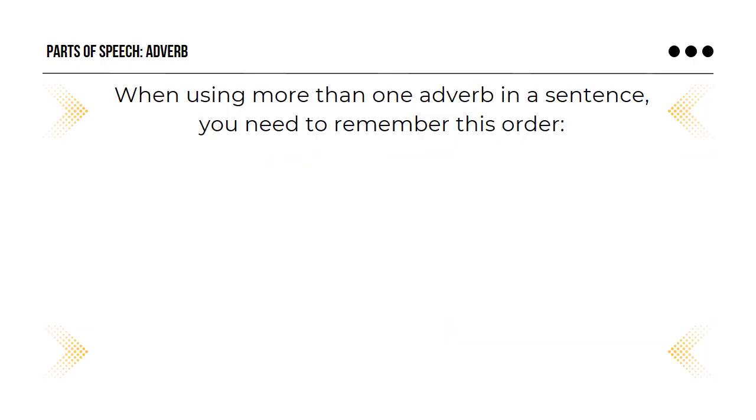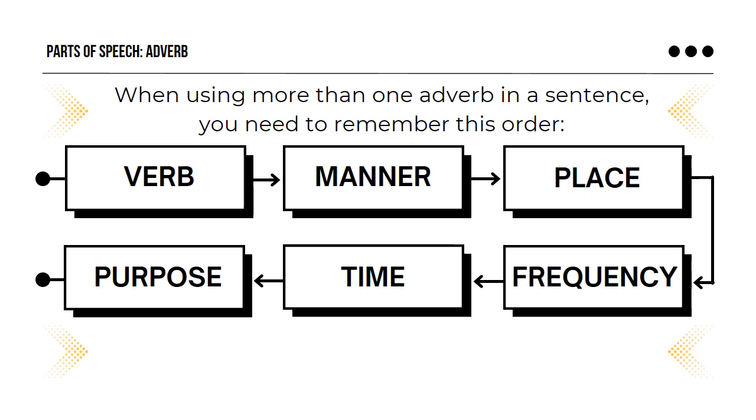Okay. So, when using more than one adverb in a sentence, you need to remember this order. So, ibig sabihin lang is, unlike sa noun, pronoun, and the adjective, you can use several adverbs in one sentence. But then, there is an order that you need to observe. The order is, first, we have the verb. Second is the manner. Third, place. Fourth, frequency. Fifth is the time, and then the last and sixth order is the purpose.